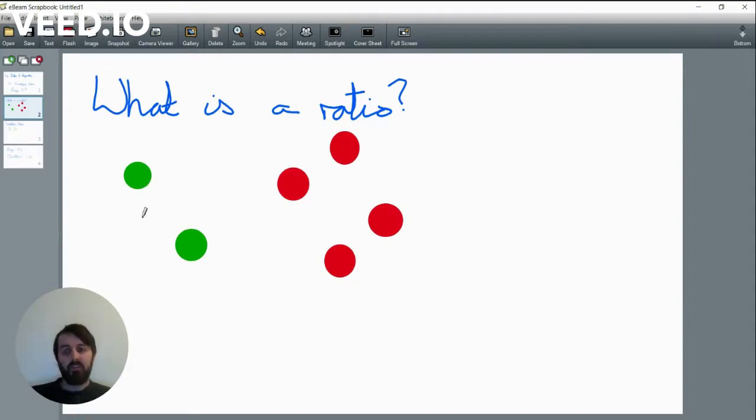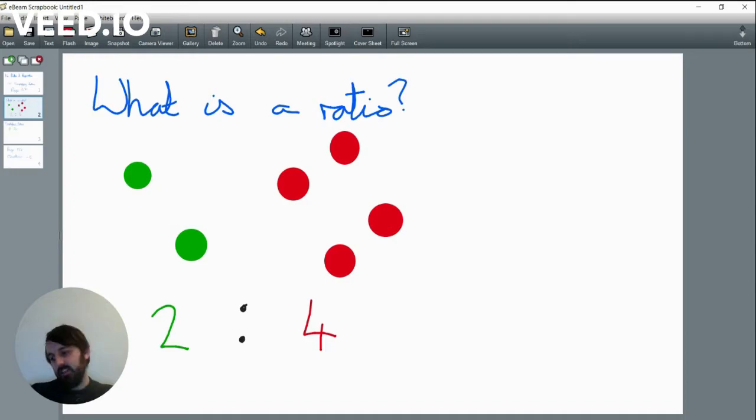Here we've got the amount of green circles and the amount of red circles. And all we do is we write, well, there's 2 green circles and there's 4 red circles. And we put a ratio symbol in the middle, and that's this symbol. It's just a colon, okay? So 2:4. This is the ratio of green to red. Okay, so we can see for every 2 green, there's 4 red. That's what this means.